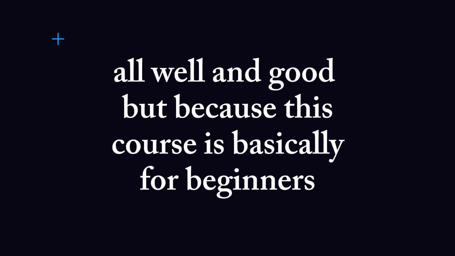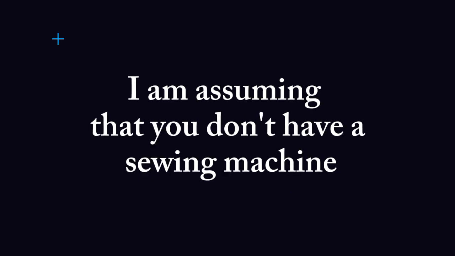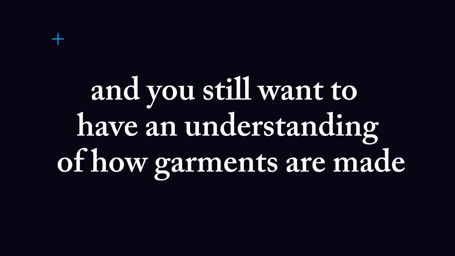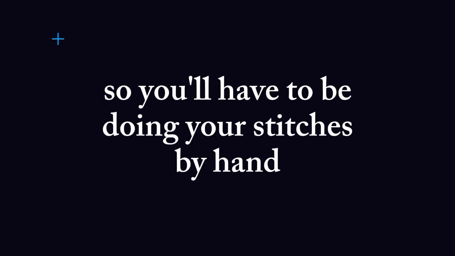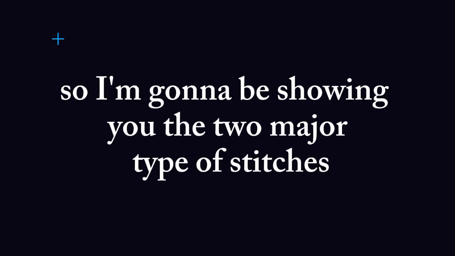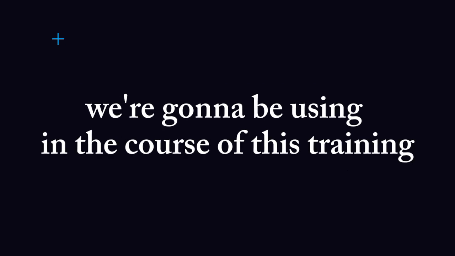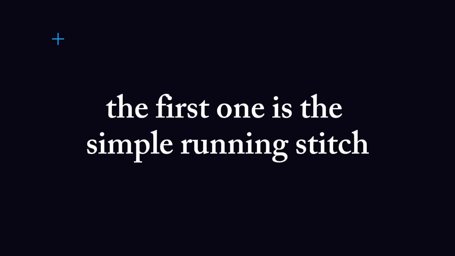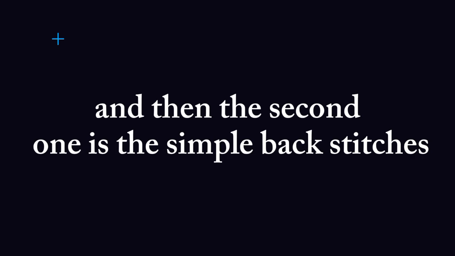But because this course is basically for beginners, I am assuming that you don't have a sewing machine and you still want to have an understanding of how garments are made, so you'll have to be doing your stitches by hand. So I'm going to be showing you the two major types of stitches we're going to be using in the course of this training. The first one is the simple running stitch, and the second one is the simple back stitch.